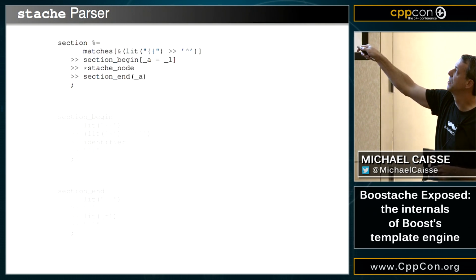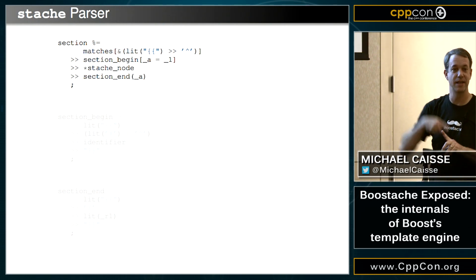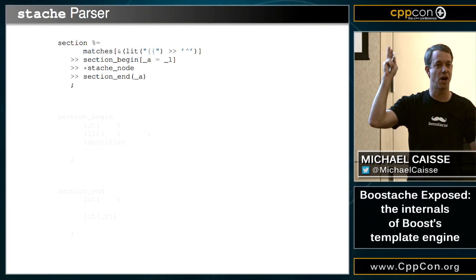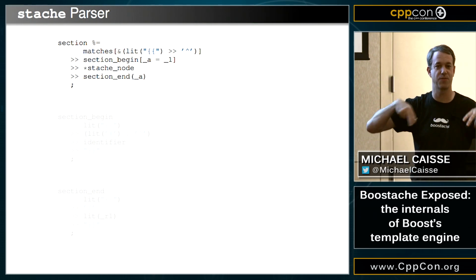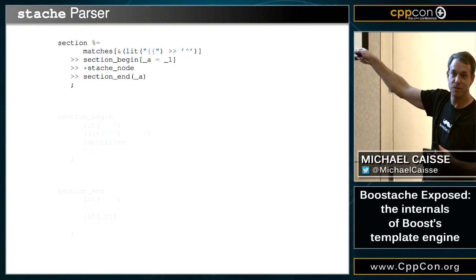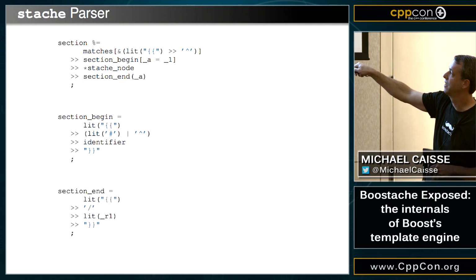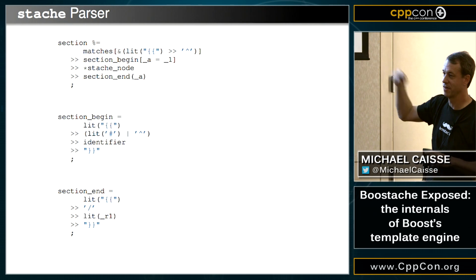What is a section? A section is going to look to see whether this is an inverted section. It's like a not section. Instead of the thing being true, if the thing's false, then it takes a section. It's going to have a section begin, followed by 0 or more nodes, of course, because it's a recursive data structure, followed by the end. The begin looks like this. You've already seen this. The end looks like the end of whatever the section name was.